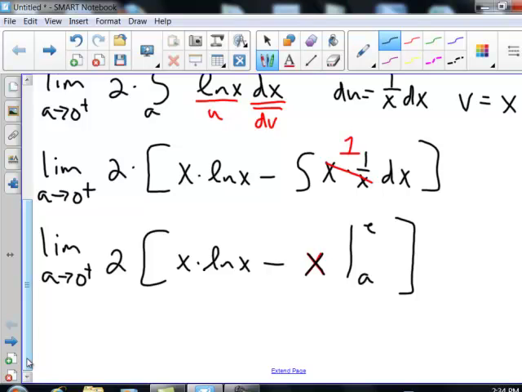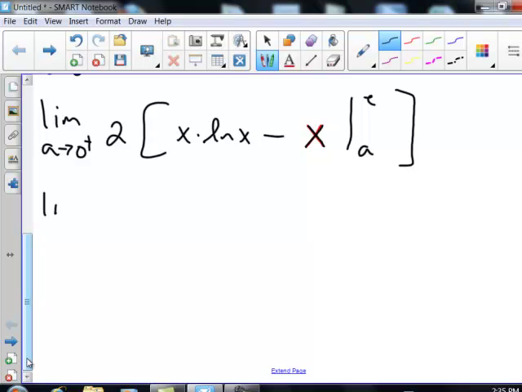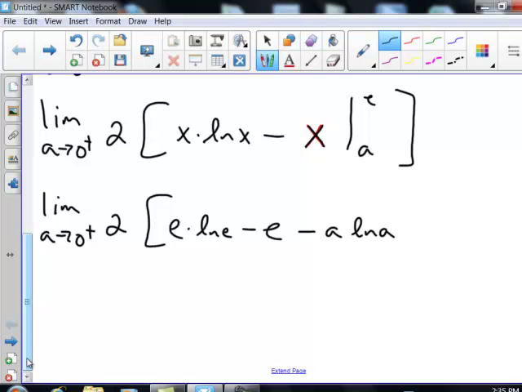All right. So now I have 2 times all this. Again, the 2 is just a constant, it's just along for the ride. So I'm going to plug in e, then I'm going to plug in a. So this is going to be the limit as a approaches 0 from the right of 2 times, I'm going to plug in e, and that's going to become e times the natural log of e minus e, that's my upper bound, minus my lower bound, so minus a times the natural log of a, and then the minus and the negative make that a plus a, when I plug in all my values there.